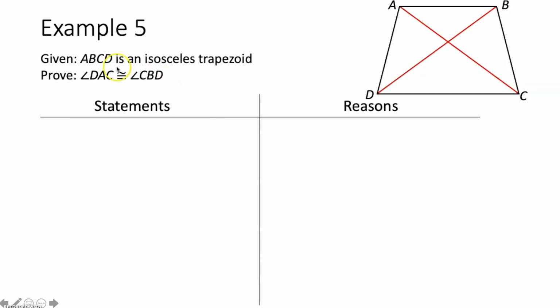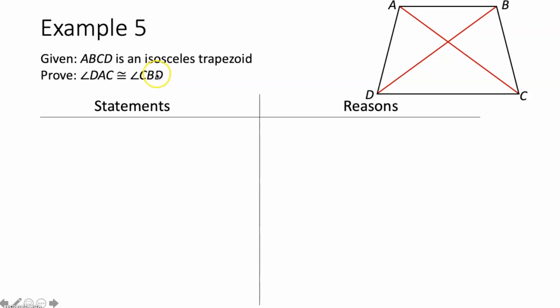Now example 5 says, given ABCD is an isosceles trapezoid, we want to prove that angle DAC is congruent to angle CBD. So the first step in a geometric proof is to mark up the figure with the given information. So what are we given? We're given that ABCD is an isosceles trapezoid. Now this doesn't say anything is congruent to anything else yet, but we will be able to use this information in a second when we game plan, when we figure out how we're going to get from what we're given to what we're trying to prove.